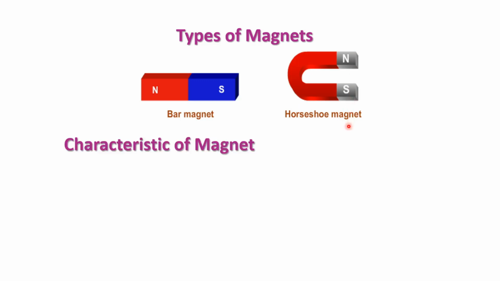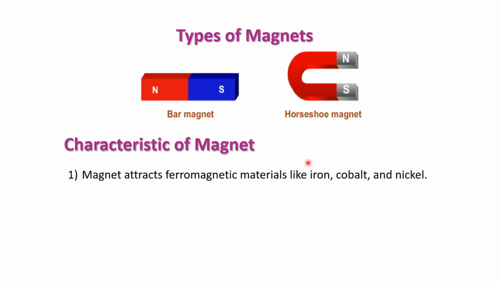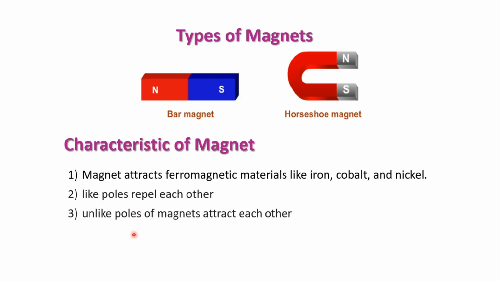Now let us find out the characteristics of magnet. The first characteristic of magnet is that the magnet attracts ferromagnetic material like iron, cobalt and nickel. The second characteristic is that like poles repel each other. That means if the north pole is brought near the north pole, they will repel each other. The next characteristic is that the unlike poles of magnet attract each other. That means if north pole is brought near the south pole, the magnets will attract each other.